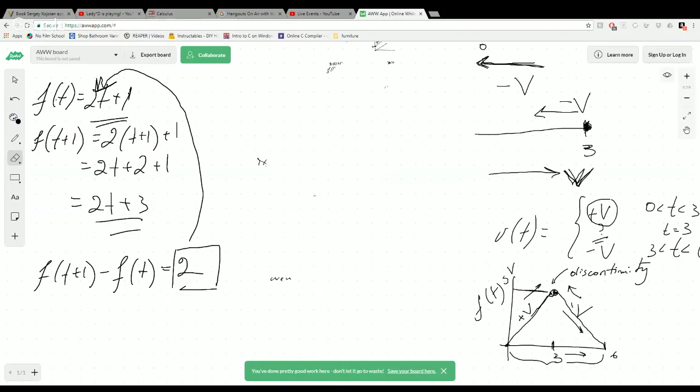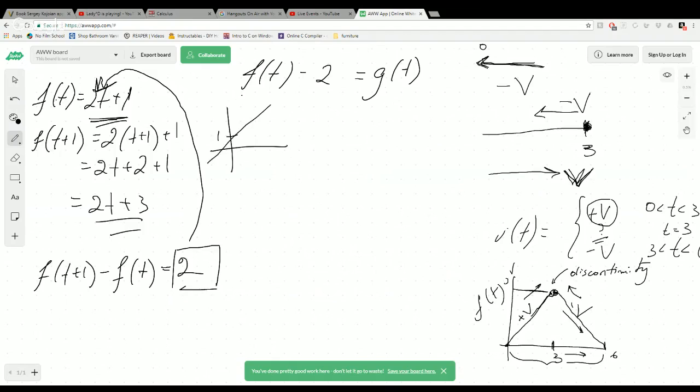All right, so I have f of t minus 2. This is my new function. Let's just call it g of t here. What was f of t? f of t is right here, 2t plus 1. Let me graph that. 2t plus 1, small graph right here. Here's my 1 y-intercept. There it is, 2t plus 1.